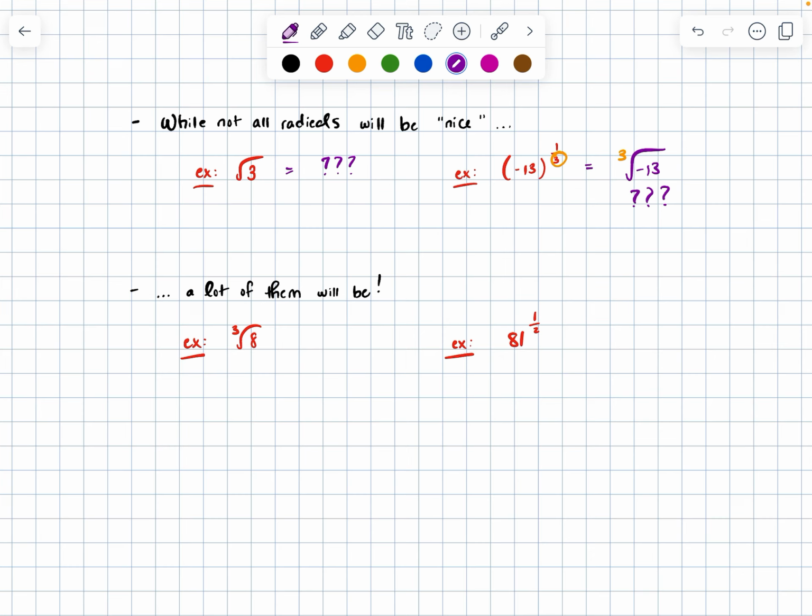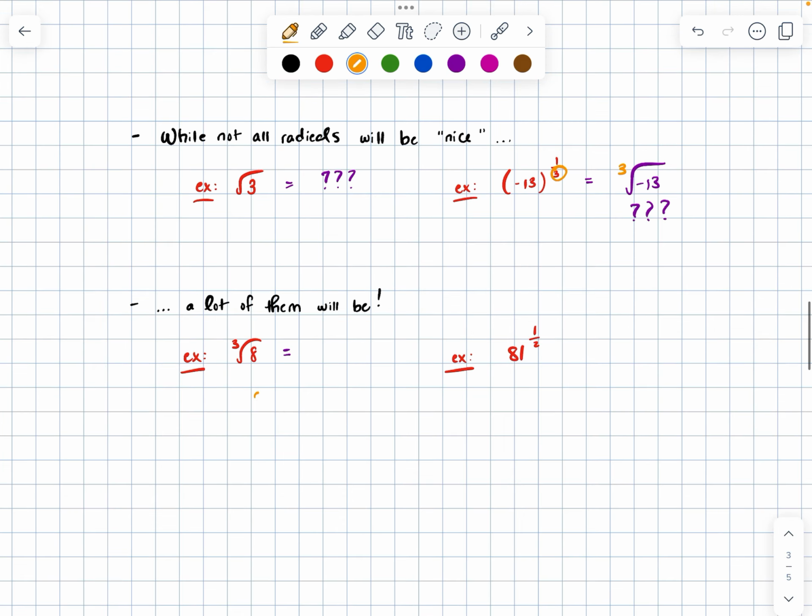And stop. The cubed root of 8. Again, I want to ask this as a question. This is saying, what number multiplies by itself 3 times to get 8? Well, the answer to that question is 2. If I take 2 times 2 times 2, that will get me the 8 that I want. So the cubed root of 8 is 2.